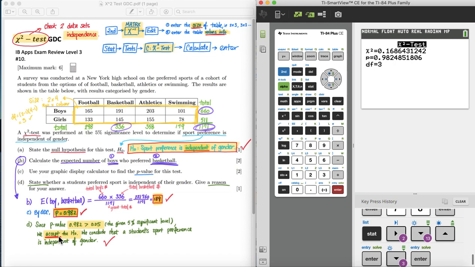Of course, we will accept the null hypothesis, which means we can conclude that a student's sports preference is independent of gender. And that's it. Perfect solution. That's all. Thank you.